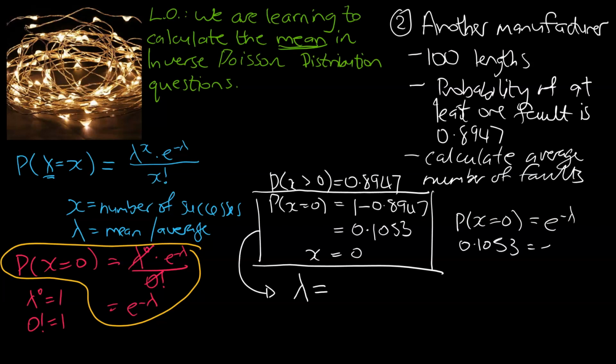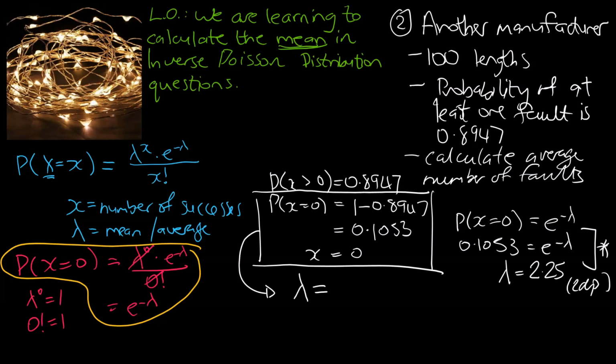0.1053, and that's going to be equal to e to the power of negative lambda. And at this stage here, we need to use our graphics calculator and the solver function to find out what lambda is. And that is, so lambda is equal to 2.25, and now it's rounded to 2 dp. So that means we've worked backwards. The average number of faults per 100 meters for this manufacturer was 2.25.